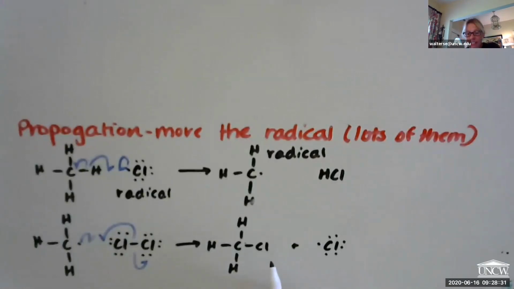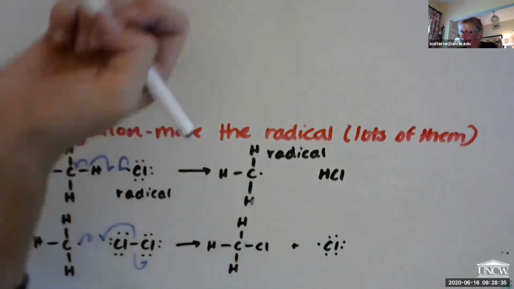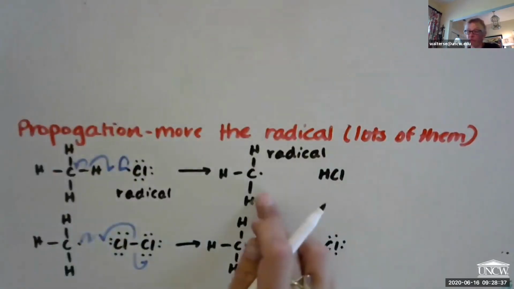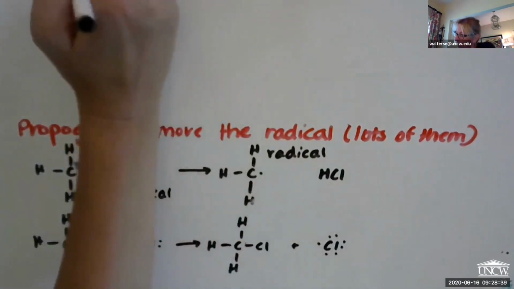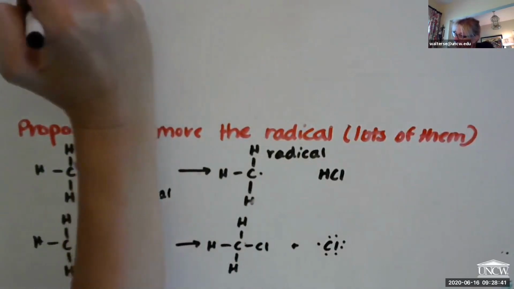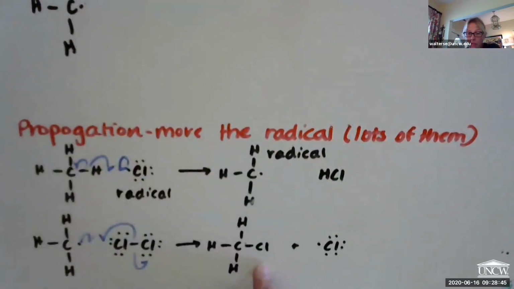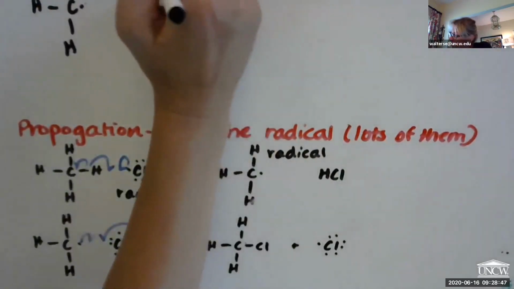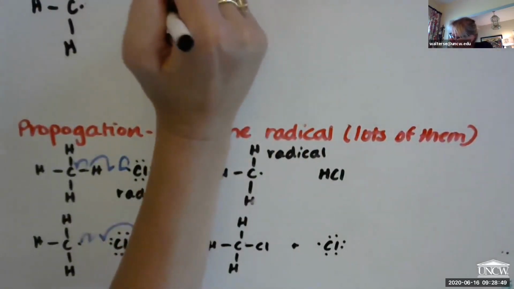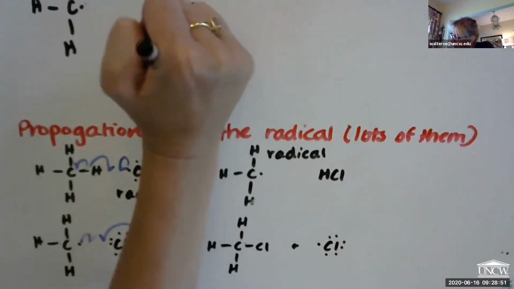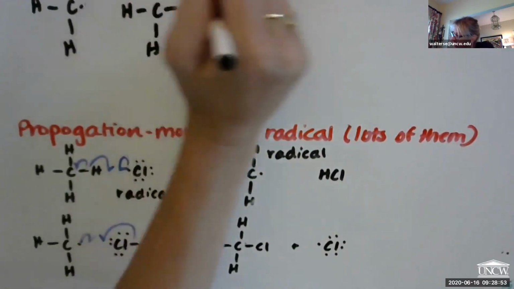All right, so let's say we have something else happening, and we have this radical formed a lot. And what happens if this radical bumps into one of these molecules that you've already made? Okay.